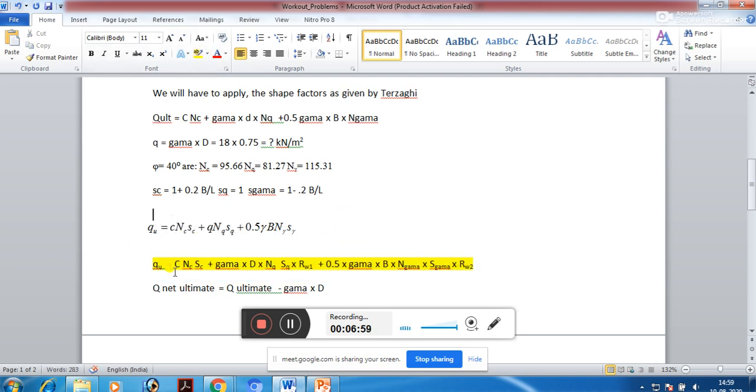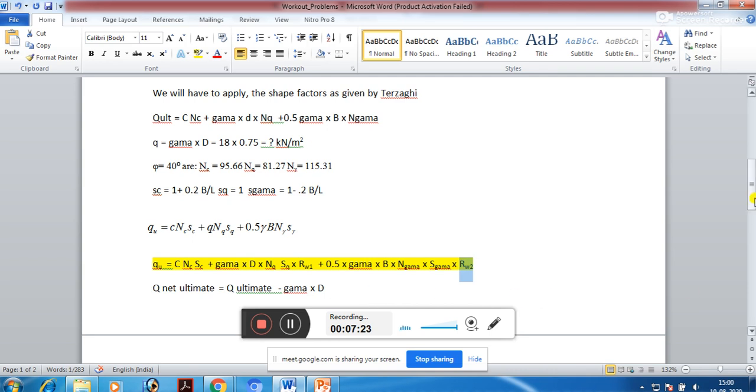So in this modified form, you know what C is, what NC is, what SC is by now, because SC is nothing but your shape factor, SQ is equal to 1, S gamma is equal to this. You know all these things, right? However, you see this RW1 factor and RW2 factor you need to change.